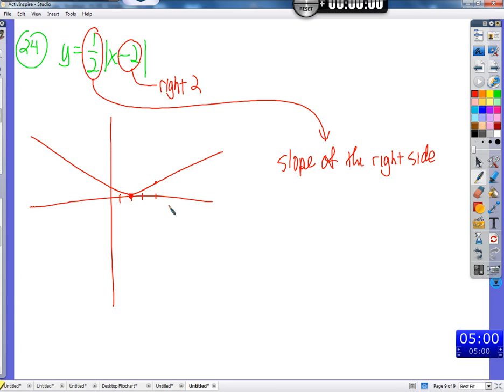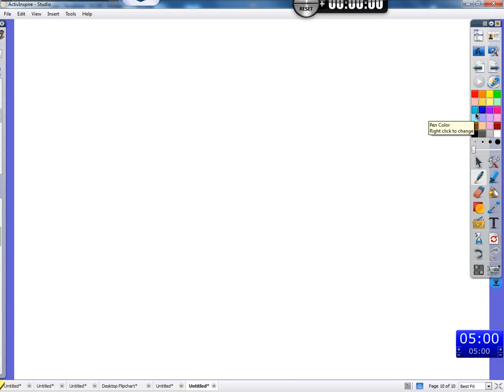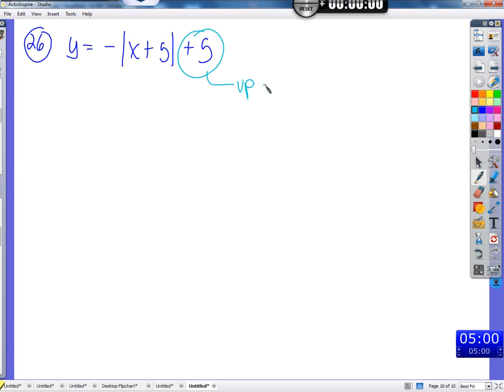26. Okey dokey. Another one. What's this one gonna do? Oh, right, it's gonna go up 5. What's this gonna do? Left 5. Okay, now what's this going to do to the slope of the left line? Wouldn't it make it go down? Yeah.